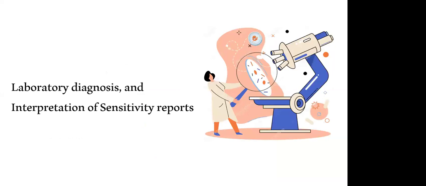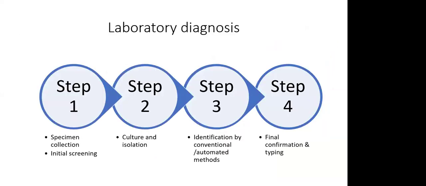Now, moving on to the laboratory diagnosis. The laboratory diagnosis for Shigella, we can divide into 4 different steps. First is specimen collection and initial screening, then culture and isolation of the organism, identification by conventional or automated methods, and final confirmation and typing.